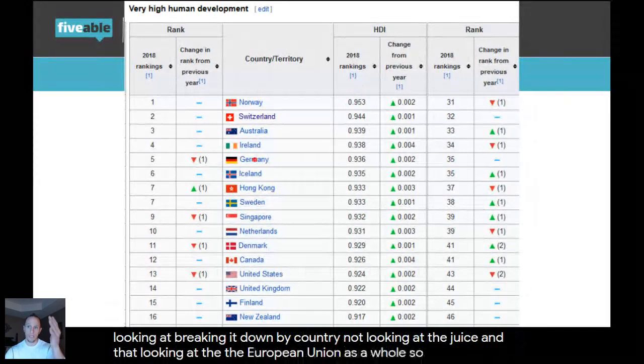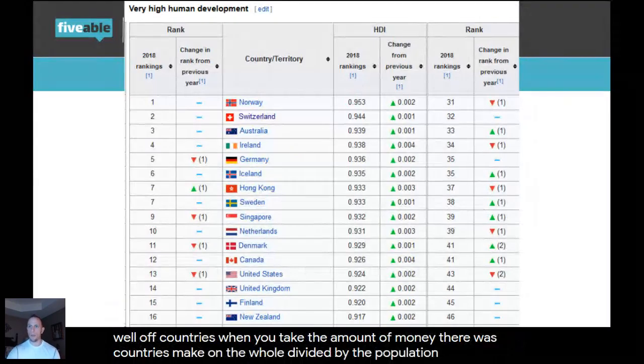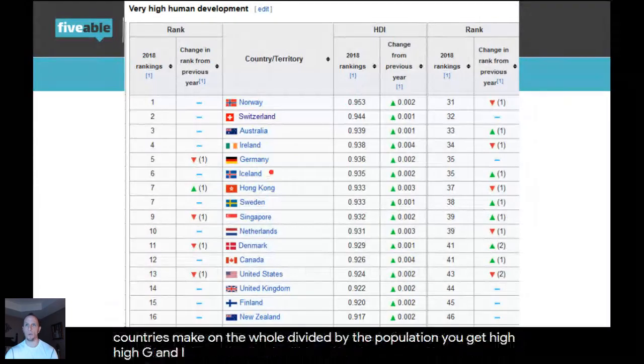So these are really well-off countries. When you take the amount of money those countries make on the whole and divide it by the population, you get high GNI, just like what we looked at earlier, or GDP.